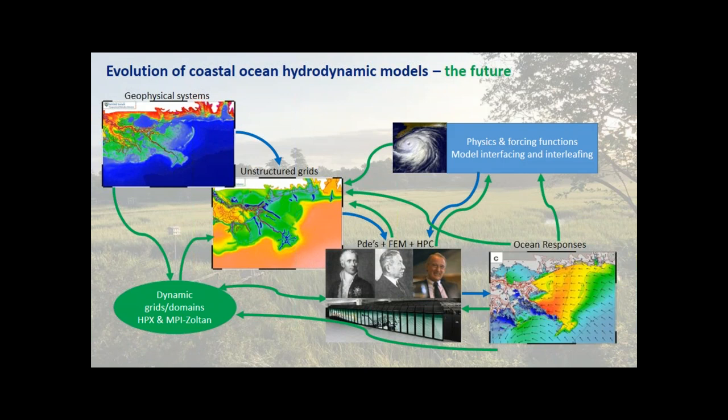So all those things need to be asked, and then they need to be actively managed through some kind of dynamic meshes, but also through dynamic load balancing on the HPX or Zoltan side of the family, or we're moving to a version of Charm++ with our Illinois partners as an easier way to do that. So that's what I certainly hope the future looks like. And I think that's it.